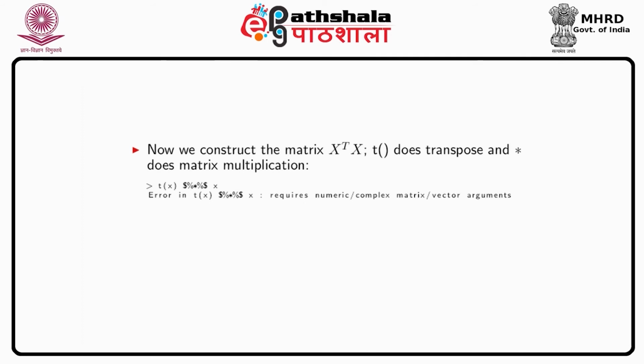Now we construct the matrix X prime X, which we will need later on to find the estimates of the beta. The t function does the transpose, and the %*% operator does matrix multiplication in R. So in order to find X prime X, we first find the transpose of X and then take a matrix multiplication of this with X. However, when we try to perform this, R gives us an error saying that it requires a numeric or complex matrix or vector argument to carry out the above mentioned function.